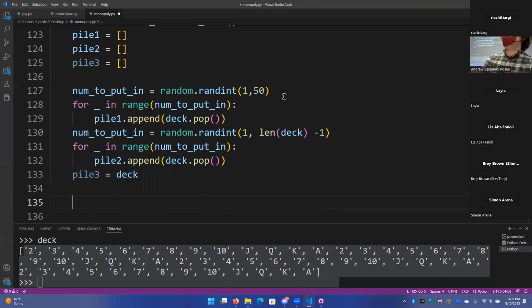It removes index -1 from the deck, and append adds it to essentially index -1 of the other one. So essentially what this is doing is taking the end of this one and moving it to the end of this one. So we could have done this with slicing, but this way is direct, which is just simply moving.